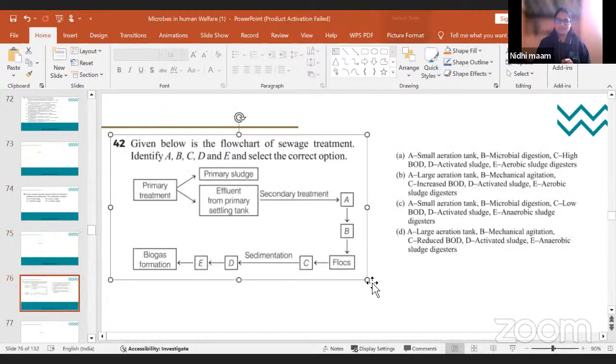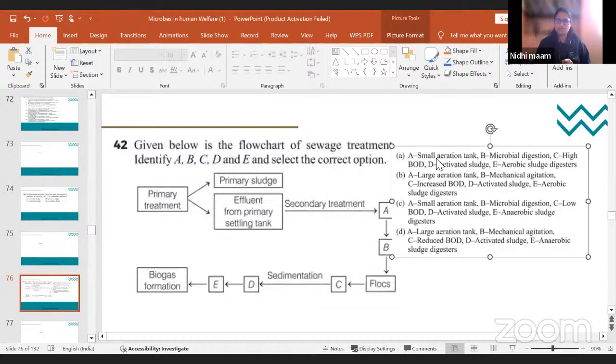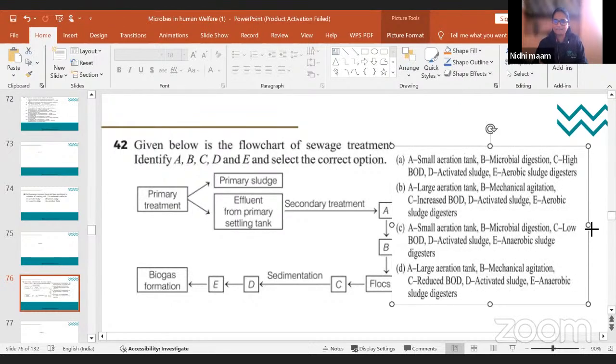Next, see the diagram and the options. Given below is the flow chart of sewage treatment. Identify A, B, C and D.